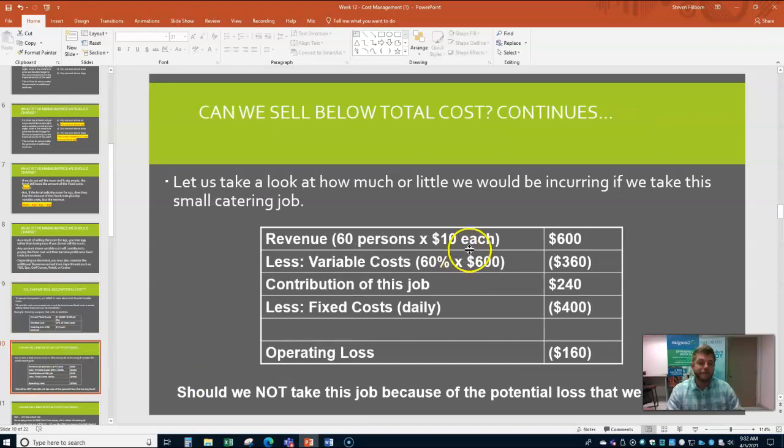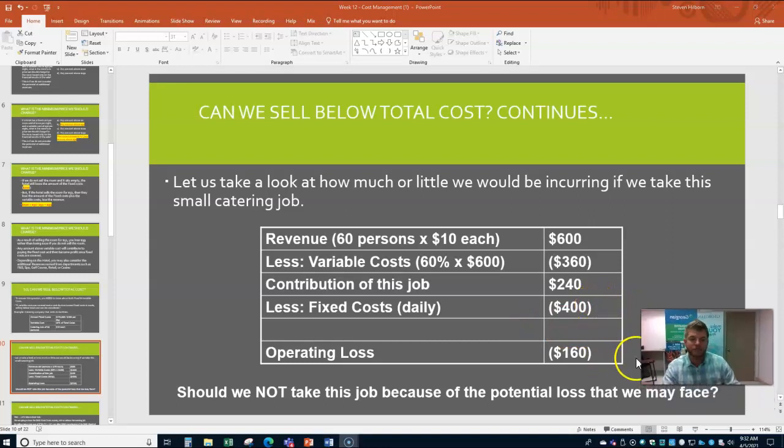So what you do is you figure out the revenue. So 60 people times $10 each is $600. You take away your variable cost, which is 60% of 600, which is $360, leaving you with a contribution of $240. So we keep 240, 40%. Then we subtract our daily fixed costs, which are going to happen regardless, of $400. We have an operating loss of $160.